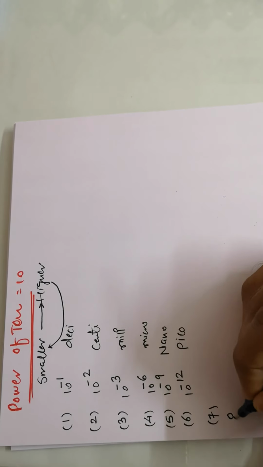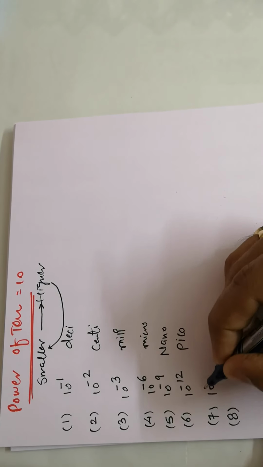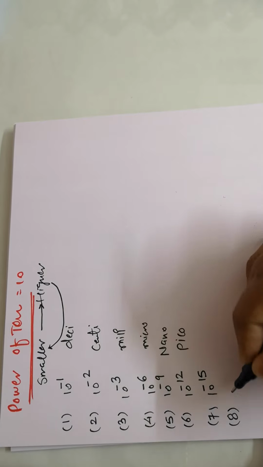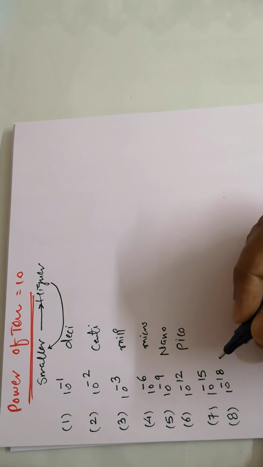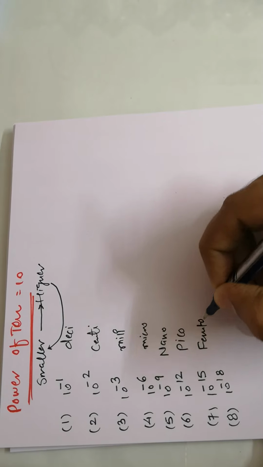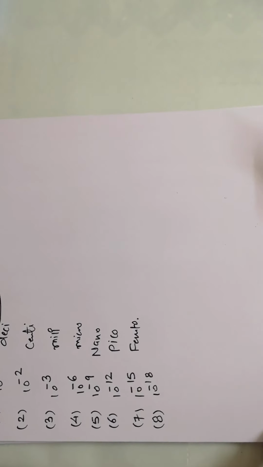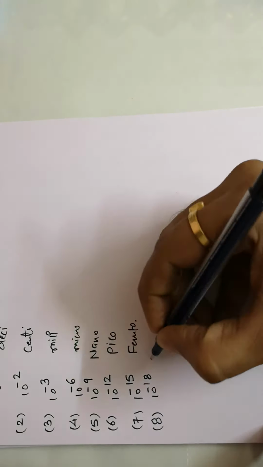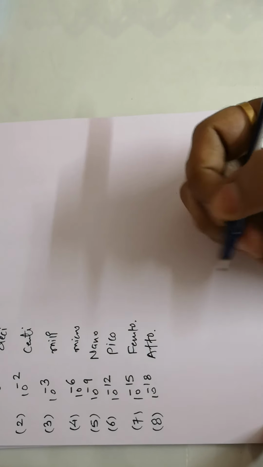Then the seventh and eighth are 10 to the power minus 15 and 10 to the power minus 18. These are called femto, which we will also use in the near future, and the next one is called atto.